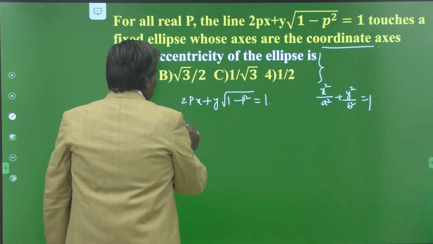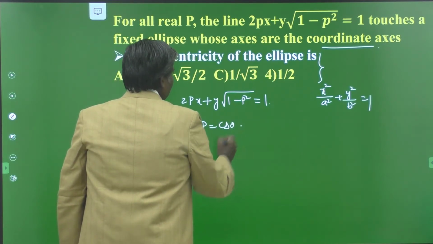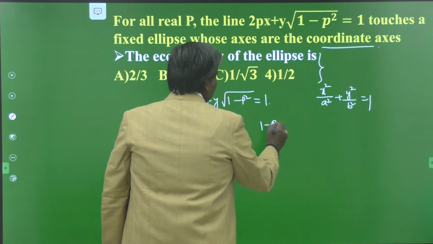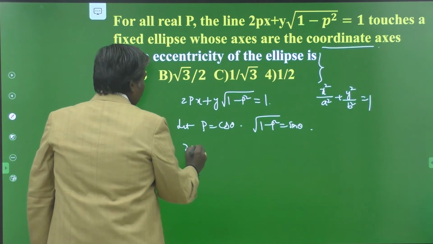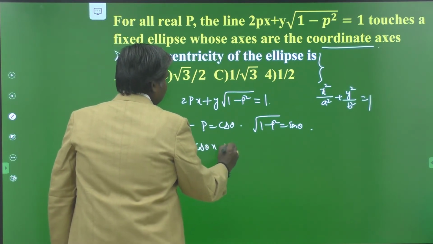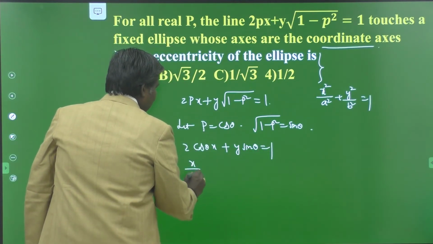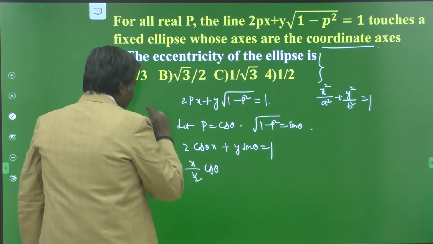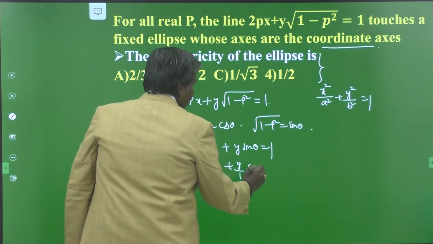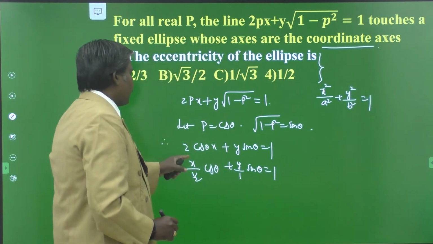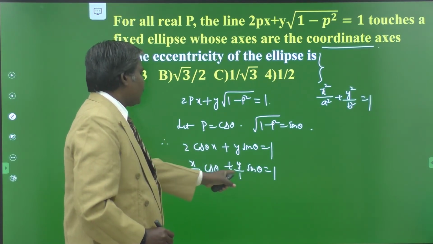So let p is equal to cos theta. Then root of 1 minus p square is nothing but sin theta. Am I correct or not? Therefore 2 cos theta into x plus y into sin theta is equal to 1. Now we make it in that form: x by 1 by 2 cos theta plus y by 1 into sin theta is equal to 1. What is of the form x by a cos theta plus y by b sin theta equal to 1? What is a? 1 by 2. What is b?